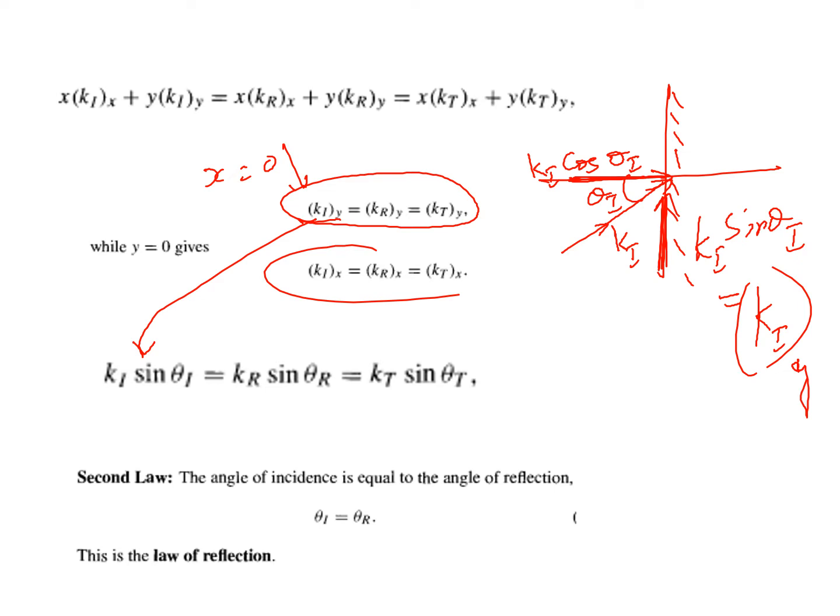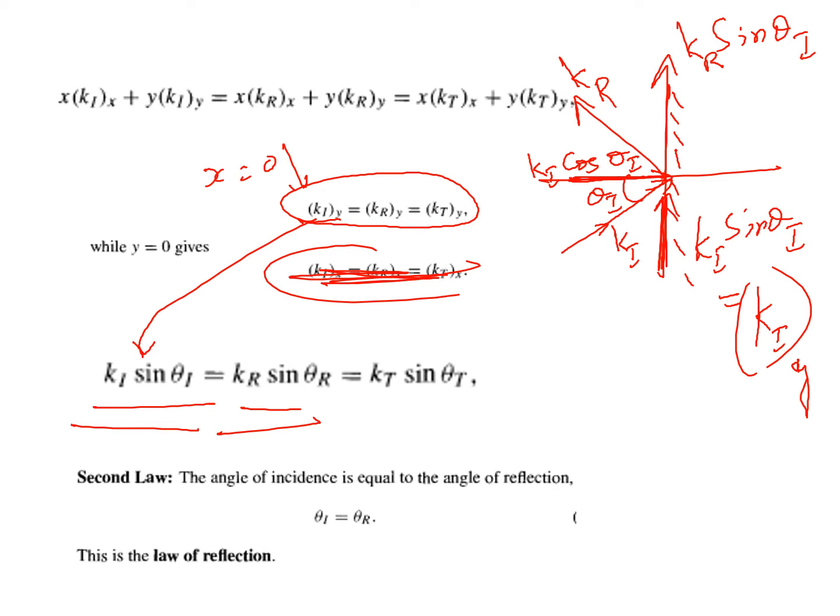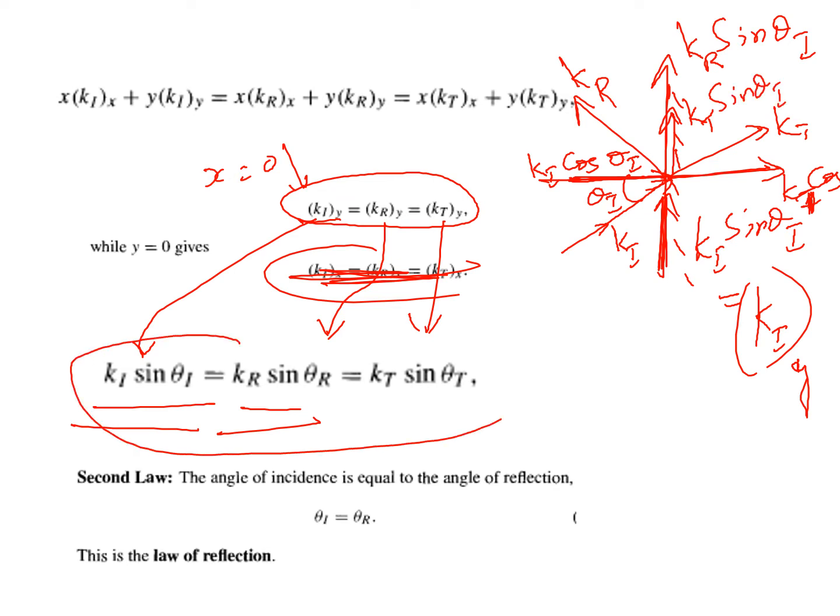Similarly, what is the y component of kr? This is kr. You can divide this also into two components. This is kr sine theta r, that is the y component. So you see here ki sine theta i equal to kr sine theta r. This is equal to kt sine theta t. This is actually kt. You can divide this into kt cos theta t and kt sine theta t.